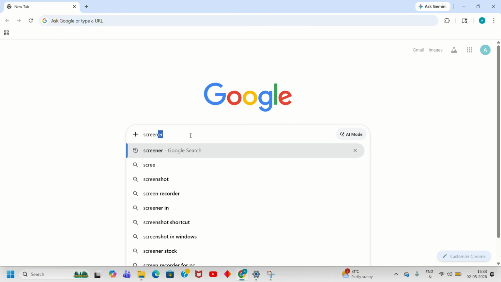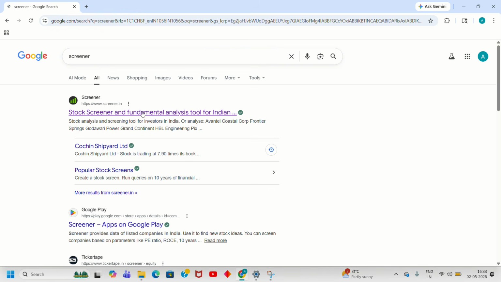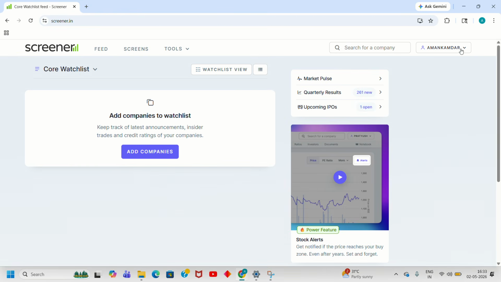Firstly, we would be going to Screener. Then you have to log in to Screener. I have already logged in, and then you can type the company that you want to analyze.